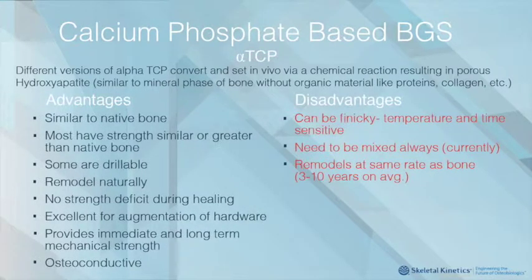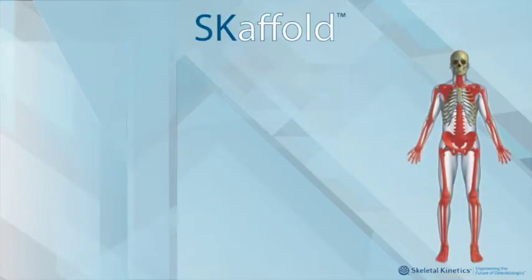The disadvantages of this class of materials are that they can be finicky, both temperature and time sensitive. They need to be mixed and have different mixing systems. And remodeling can be slow, but is still at a similar rate to bone, being about 3 to 10 years on average. When discussing SKaffold, it has two indications.